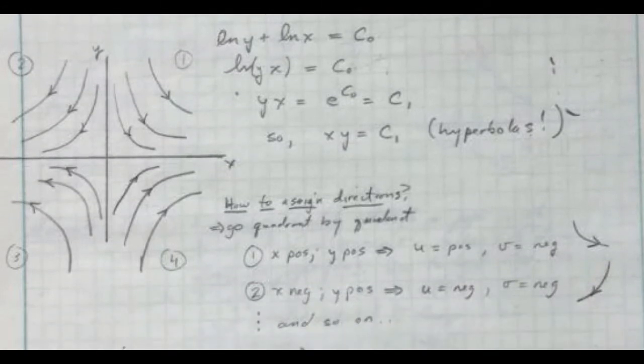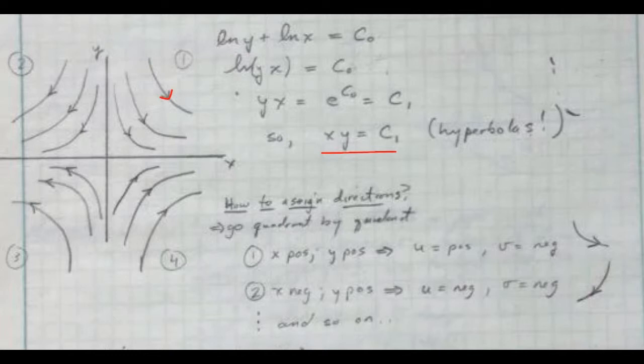So we can do some algebra, and with some knowledge of logarithm rules, we can get ourselves down to this point where we have x times y is equal to a constant. So we get these hyperbola-type curves in each quadrant. Notice that I've placed some arrows on these curves. So how do we get these arrows?